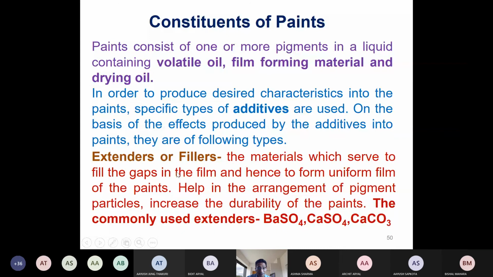The materials which serve to fill a gap in the film and hence to form uniform film of the paint, help in the adhesion of pigment particles, and increase the durability of paint.